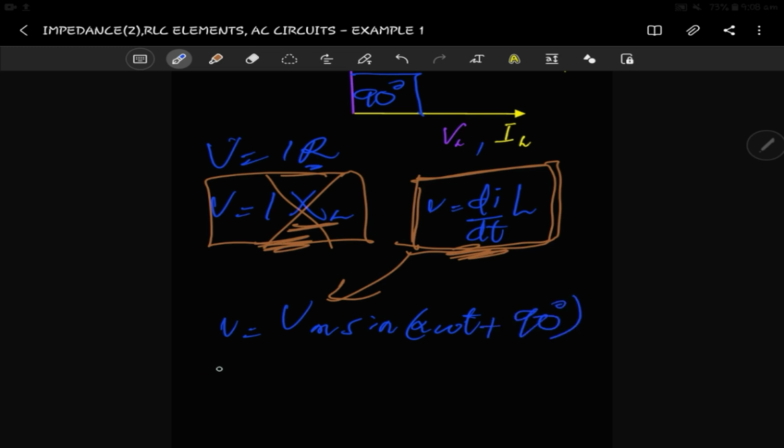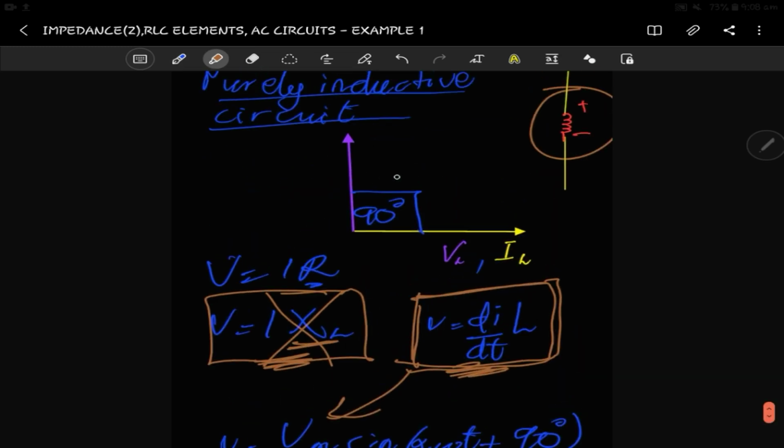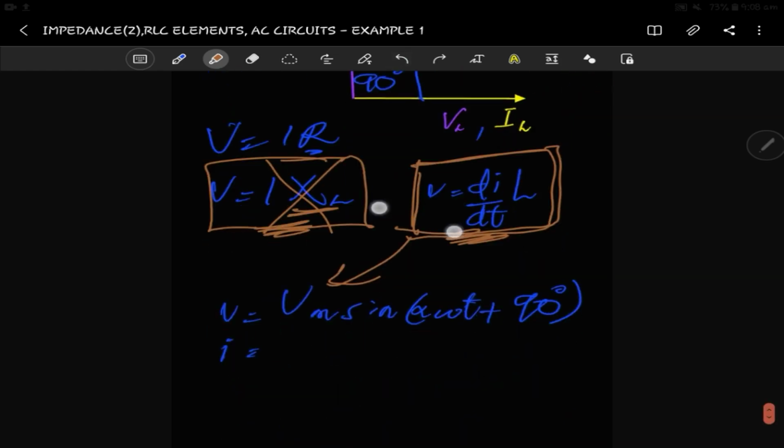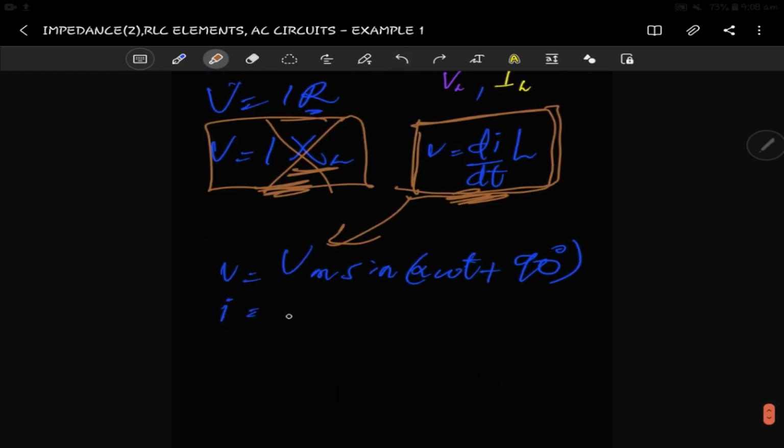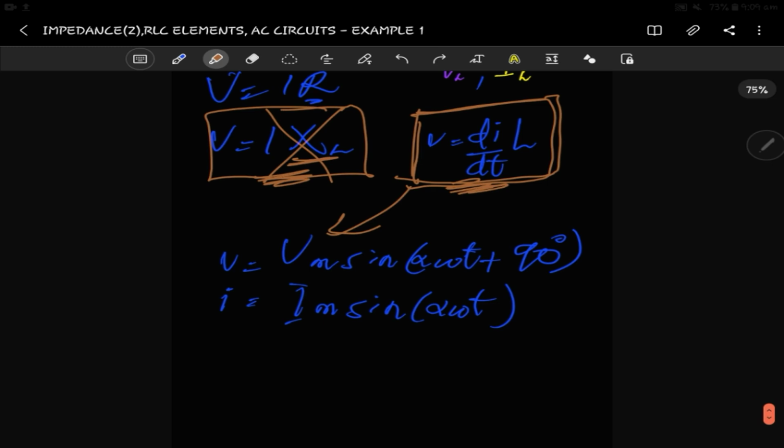This will mean that the current will lag, right? So it will lag by 90, which we've seen here in this diagram using their phasors, for a purely inductive circuit. So we have I, then Im, then you have sine. That's all. The only difference is that the voltage leads the current by 90 degrees. All right.